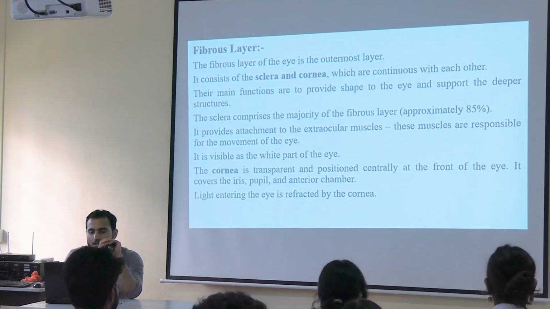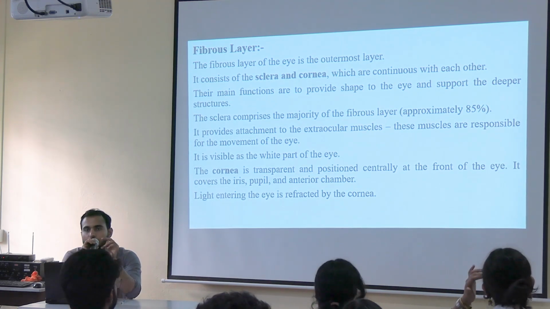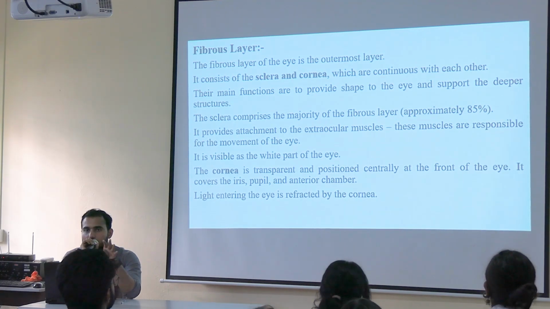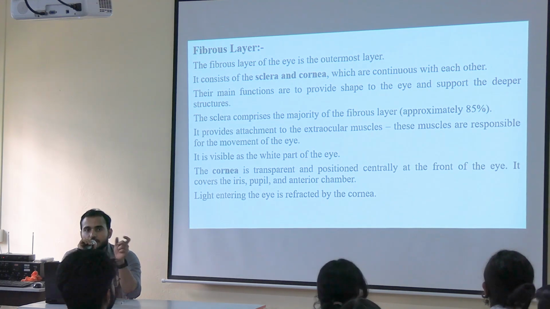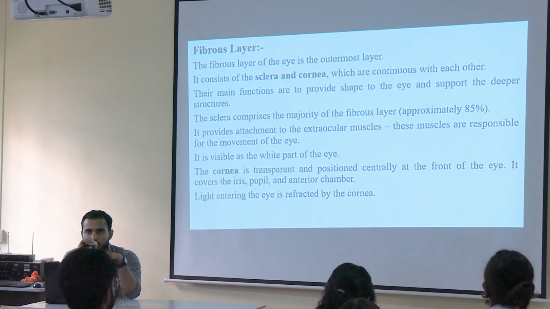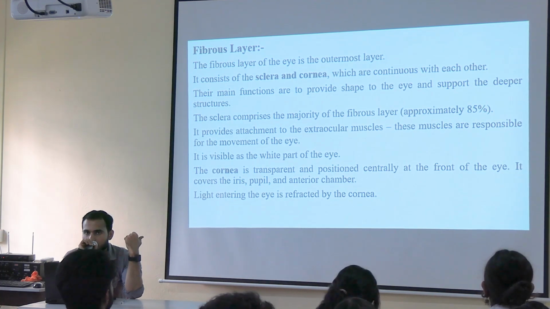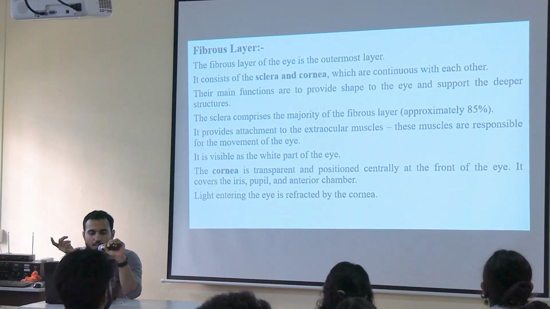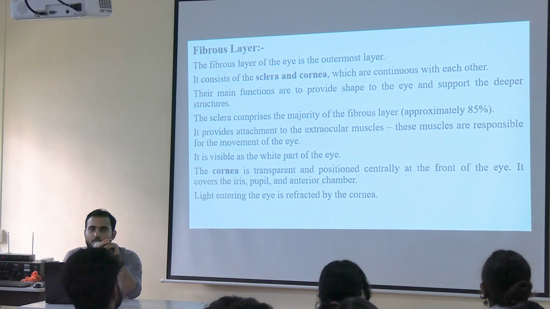Okay. So what is the main function of the sclera? It provides attachment to the extraocular muscles. Okay, the extraocular muscles, what are the functions of the extraocular muscles? Causing various movements of the eyeball. So those extraocular muscles are attached to the sclera. This is one of the important functions of the sclera. Next, if you see the sclera, what do you think? What will be the appearance?